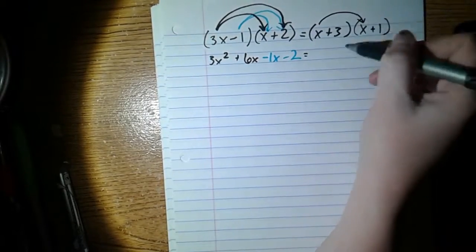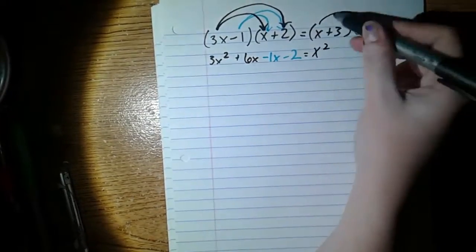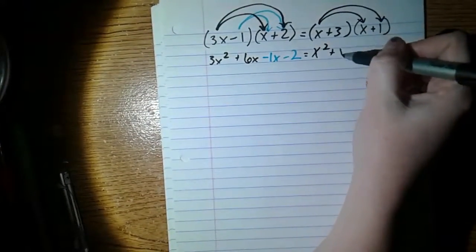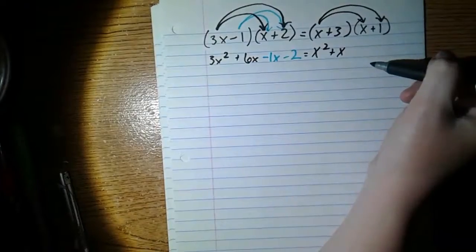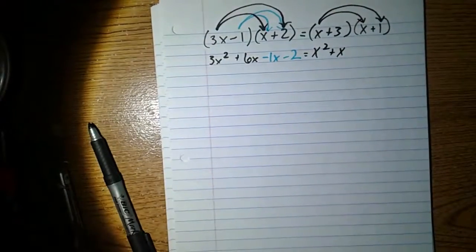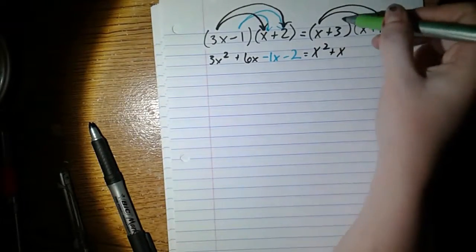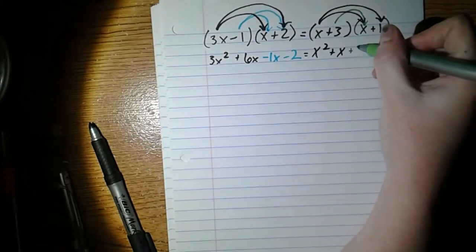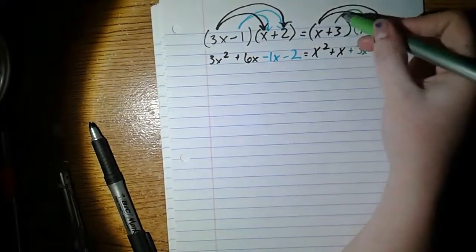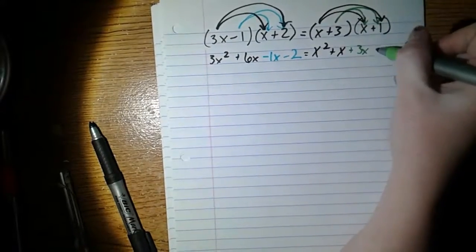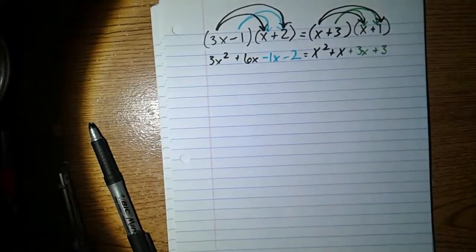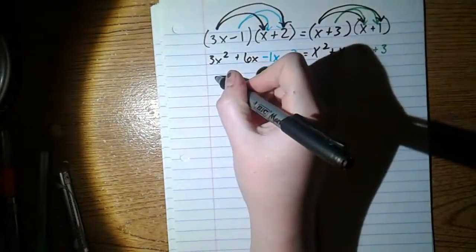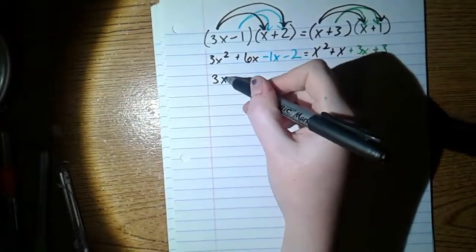x times x, x times 1, which is the same as 1x. I'm using colors because I like to. It shows different places. 3 times x, 3 times 1. Okay? So I'm going to rewrite this as 3x squared.